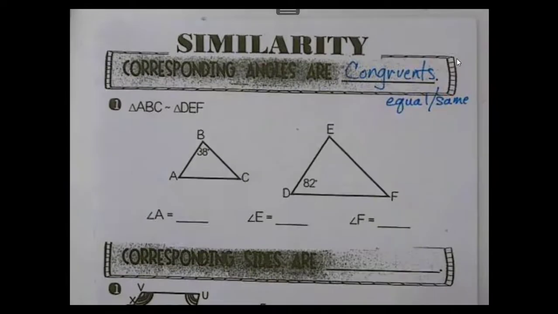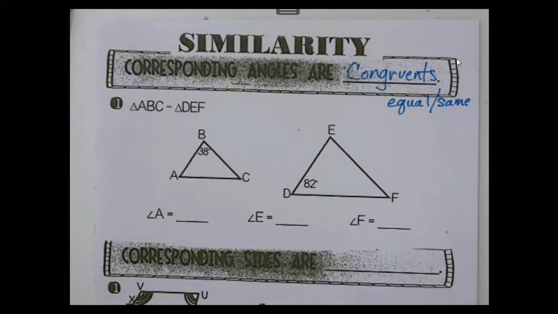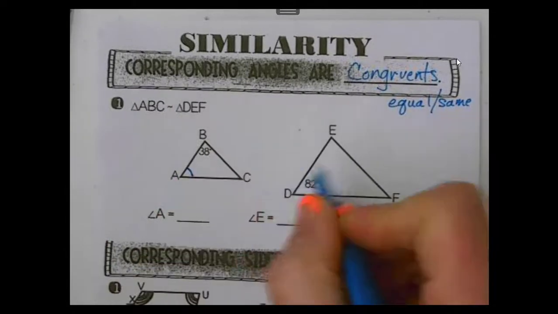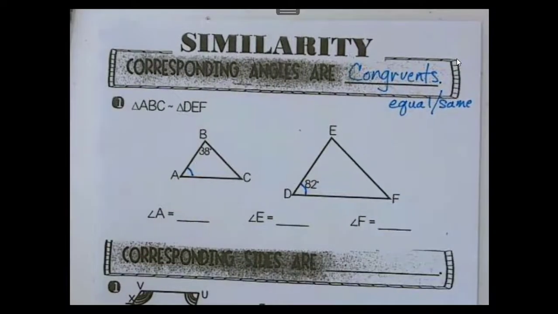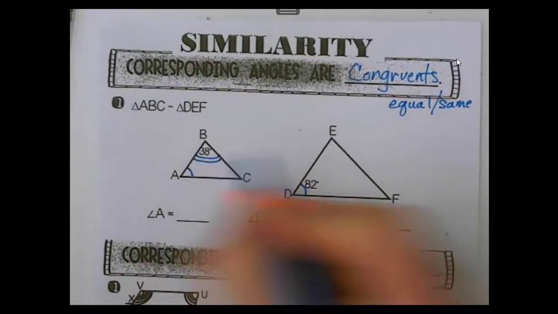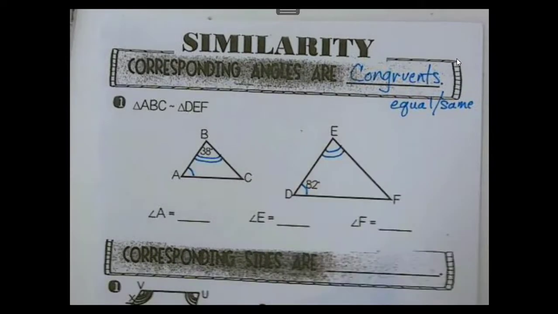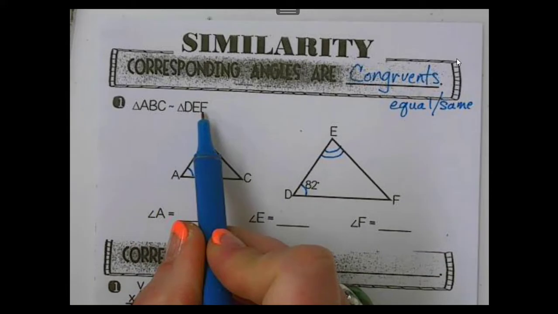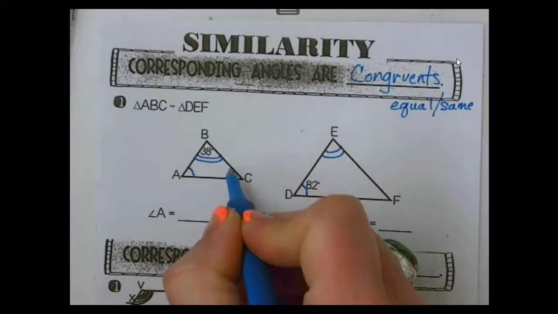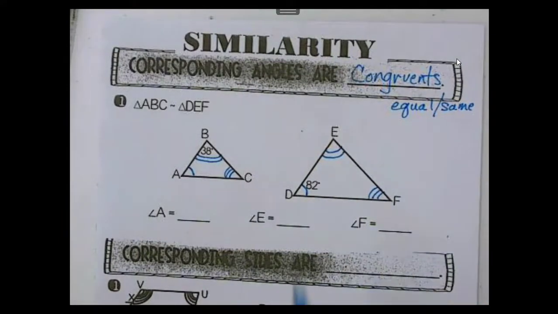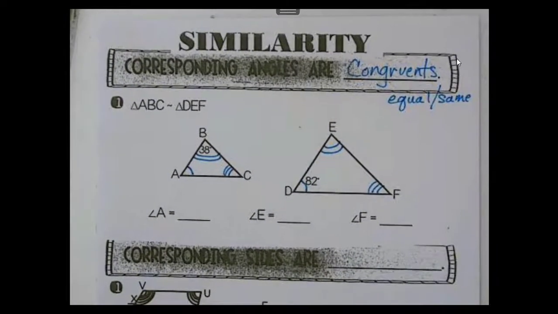The first thing I'm going to do is mark the corresponding angles. A corresponds with D, so I'm going to put 1 arc. B corresponds with E, and do 2 arcs. It helps me know which ones exactly are congruent there. And C is congruent with F. 1, 2, 3. 1, 2, 3. Okay, so now I can fill in the missing blanks for the degrees.